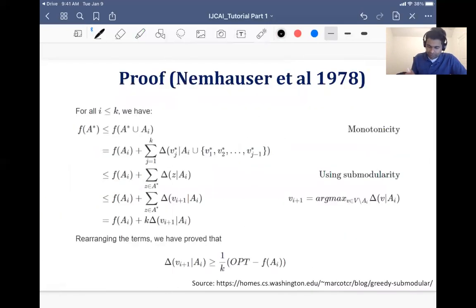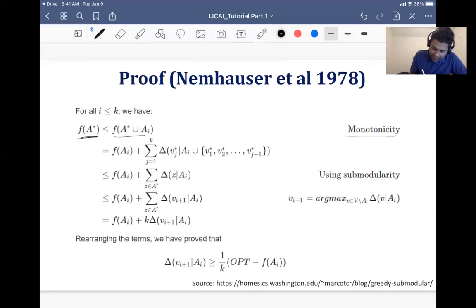So what's the proof? Well, the main proof is actually just 5 or 6 lines. The rest of it is just some manipulations on top of this. So the main proof follows as follows. We start with f of a star, and f of a star is less than or equal to f of a star union ai. This follows from monotonicity. As I add more and more items, the information content of f will only increase.